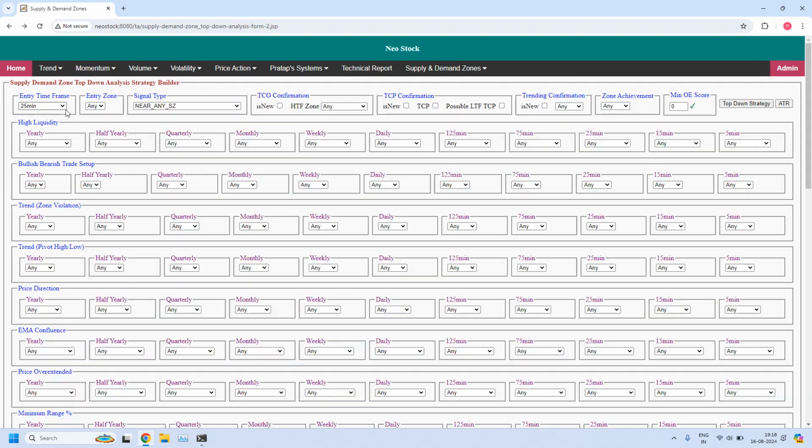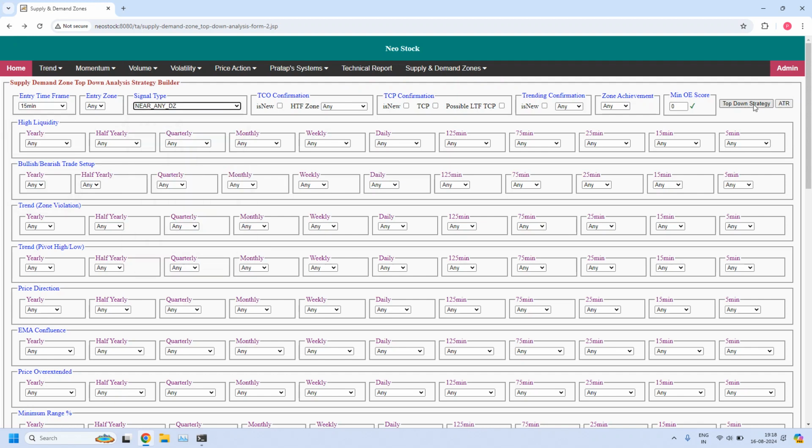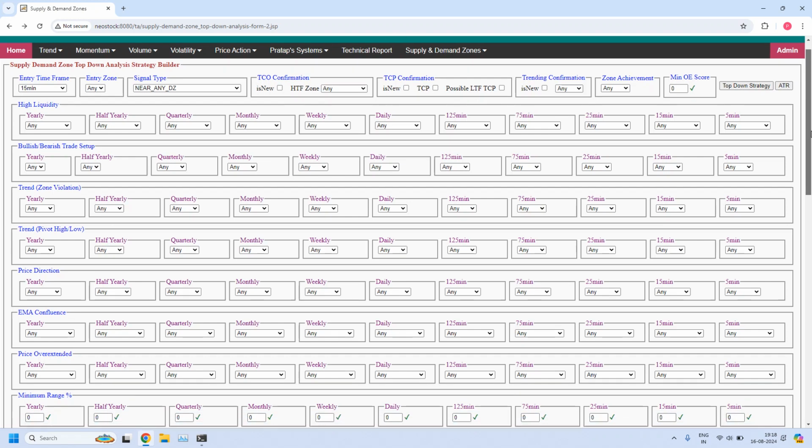The next time frame is 15 minutes. Let us find the stocks near 15 minutes demand zone. 4 stocks are filtered. These 4 stocks are near to the 15 minutes demand zone. Now let's look for zone confluence. If any of these stocks are having confluence with ITF time frame. For 15 minutes ITF is 75 minutes. So we should look for demand zone confluence.